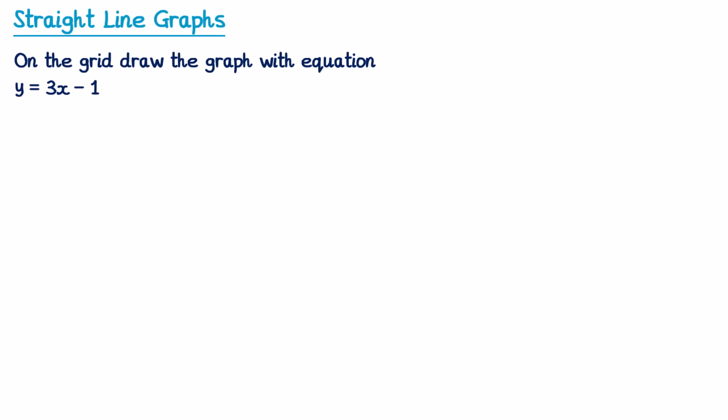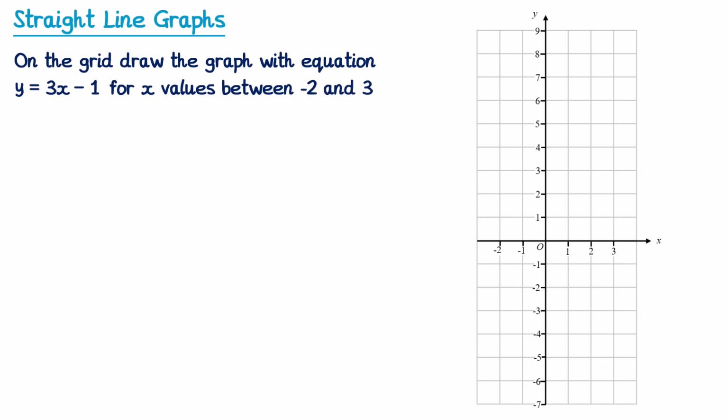In this video, we're going to learn how to draw a straight line graph. A typical question might say, on the grid, draw the graph with equation y equals 3x minus 1, for x values between -2 and 3, and of course they'll give you a grid to draw this on.